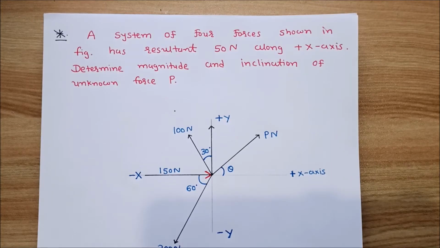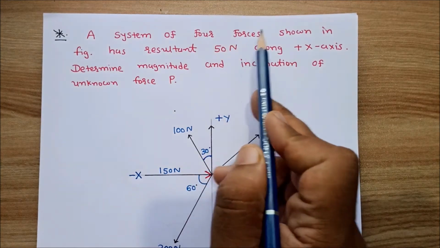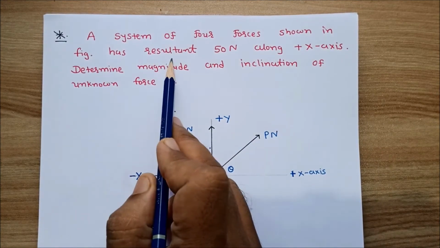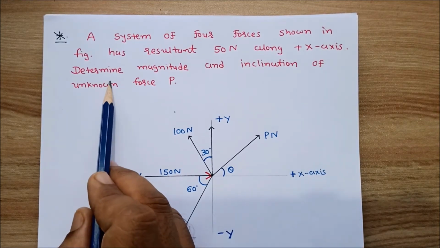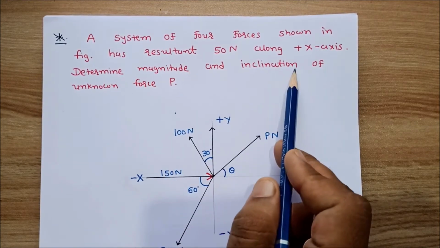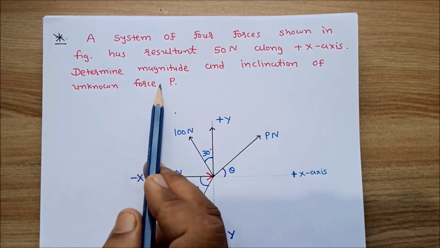Hello friends, today we discuss how to solve numericals related to coplanar concurrent forces. In our question, the data given is: a system of four forces shown in the figure has a resultant of 50 Newton along the positive x-axis. Determine the magnitude and inclination of the unknown force P.